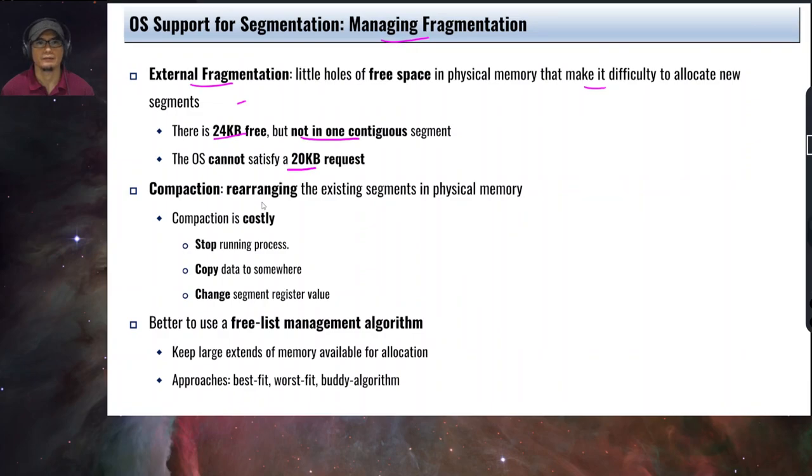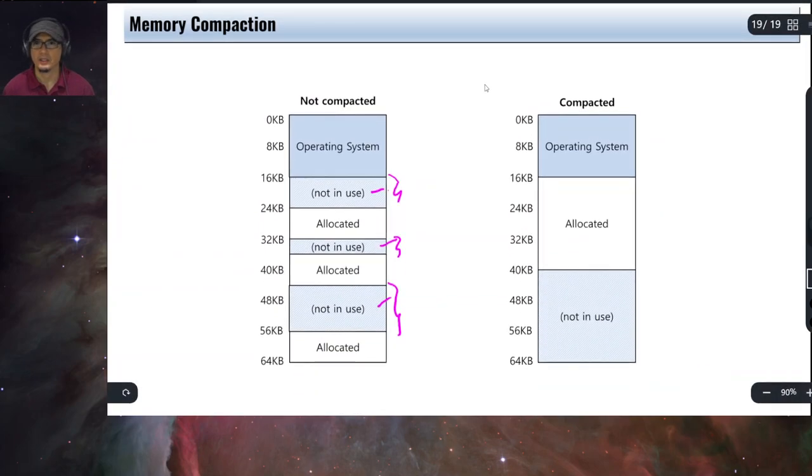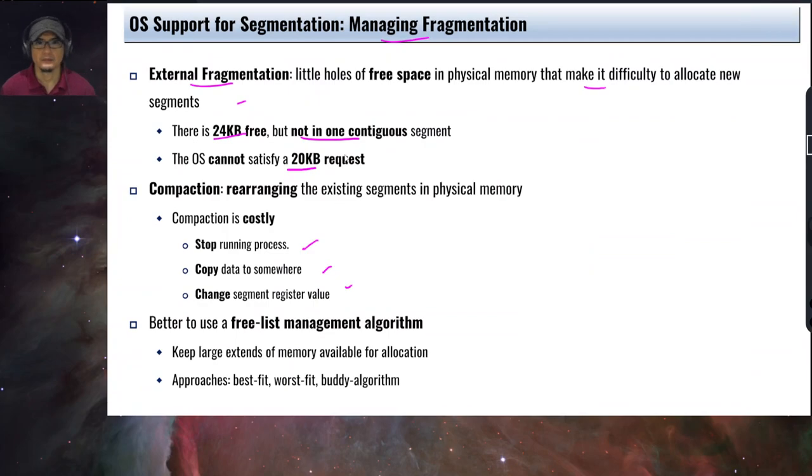We can implement some compaction wherein from time to time, the memory management component of the OS will stop the running processes, copy the segments to another area, and then change the segment register value. So this is how it will look like. The allocated ones will be moved closer to the operating system, and the unallocated ones will be moved farther on the physical memory. Now, this one is quite costly. That's why it's not the preferred approach.